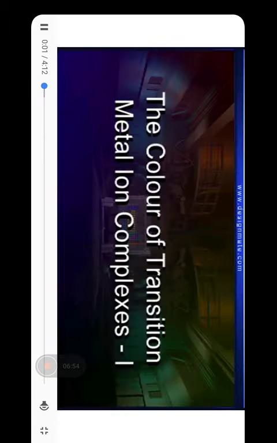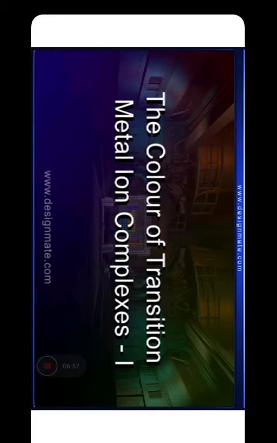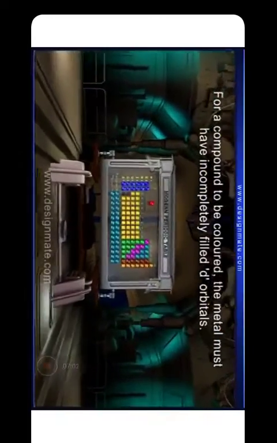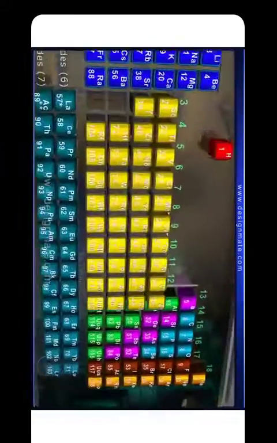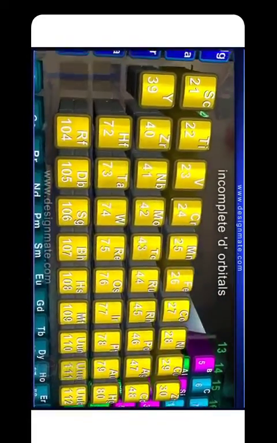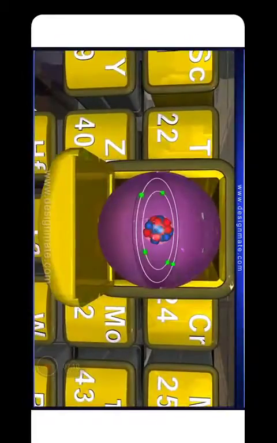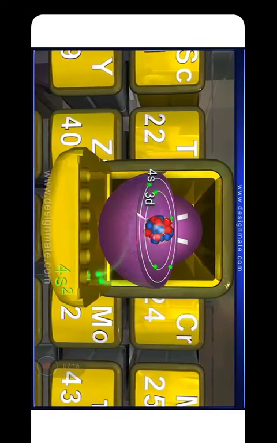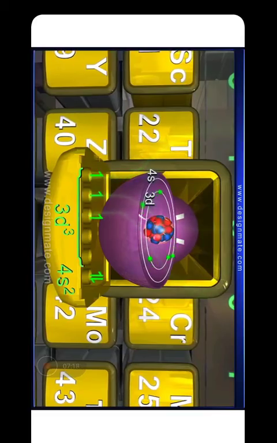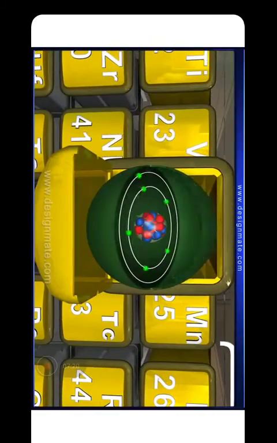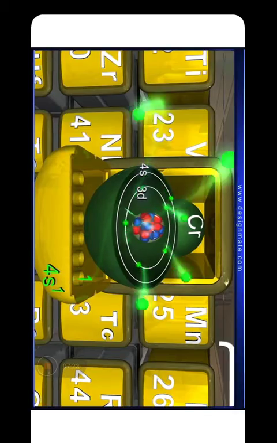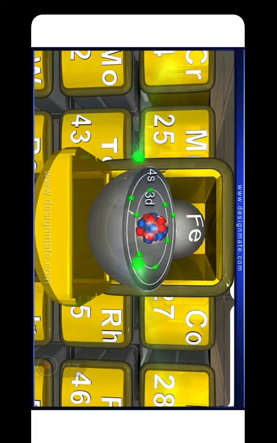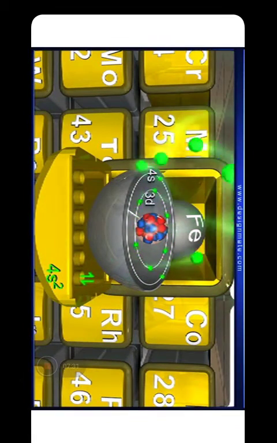The color of transition metal ion complex. For a compound to be colored, the metal must have incompletely filled d orbitals. Almost all transition metals have incompletely filled d orbitals. For example, vanadium has an outer electronic configuration of 4s2 3d3. Chromium has a 4s1 3d5, whereas iron has 4s2 3d6.